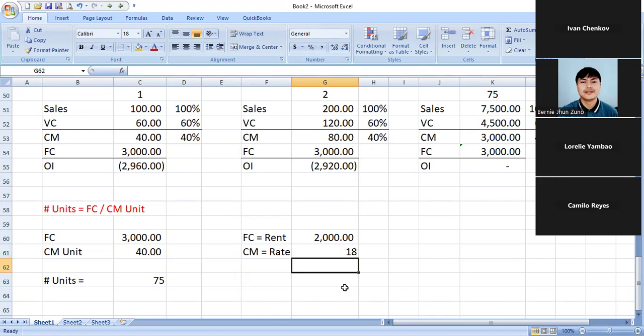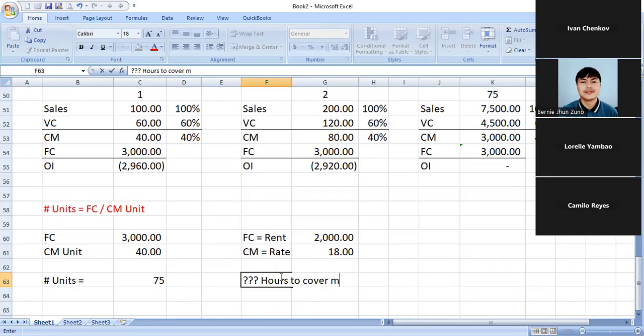So the question is, once we have those numbers, the simple question is, how many hours do I need to work in order to pay my rent? Make sense? So the question is, how many hours to cover my rent? Can you tell me? 112.